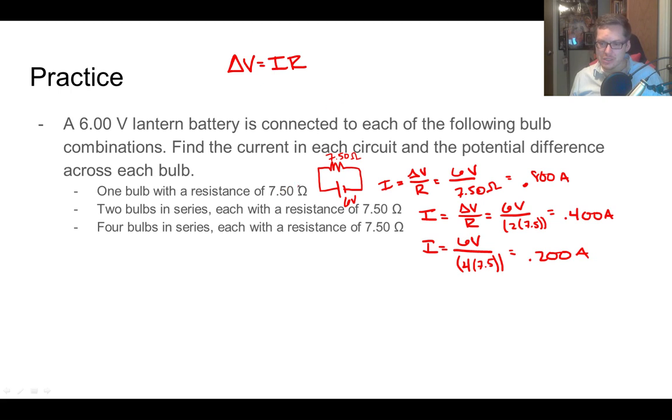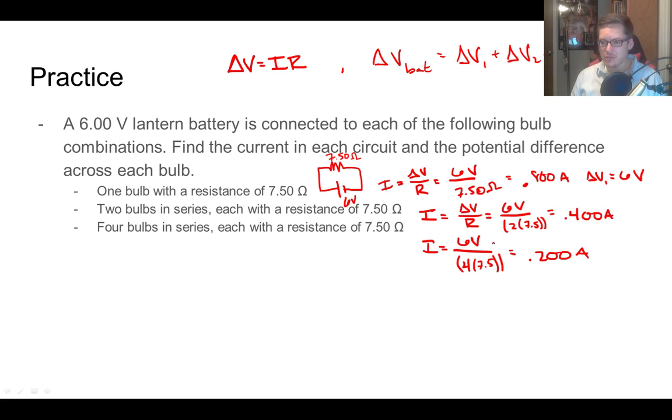Because there's only one resistor, and remember, for series circuits, the potential difference of the battery is equal to the potential difference of each one of these all added up, right? And so when we have just one bulb, that means the potential difference of the battery has to equal the potential difference across the one resistor. All right, so that one's easy. So the potential difference across this one, our V1, is just equal to 6 volts, 6.00 volts.